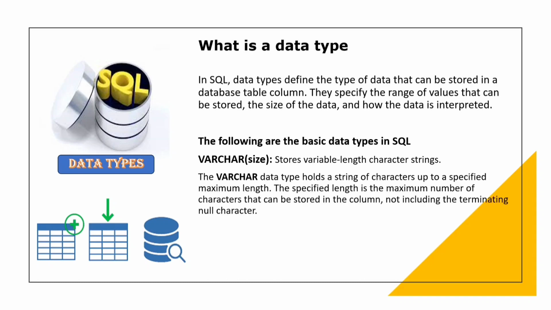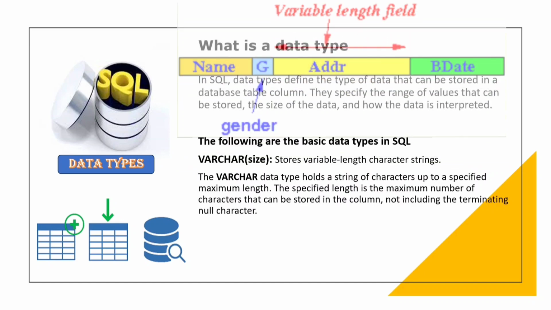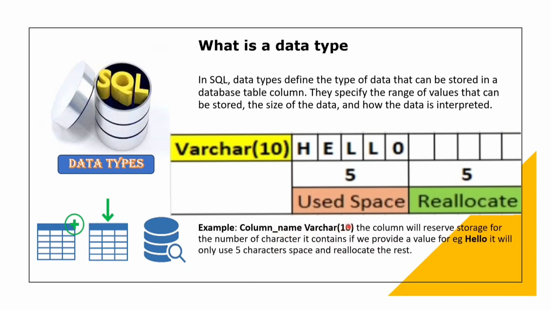We have varchar. The varchar data type stores variable length character strings. This means that the storage space allocated for each string is determined by the actual length of the string. For example, a column underscore name varchar 10. The column will reserve storage for the number of characters it contains. If we provide a value, for example hello, it will only reserve 5 character space and reallocate the rest. That means even if we have defined the column with 10 characters, it will only take 5 characters of space and reallocate the remaining 5 character space.